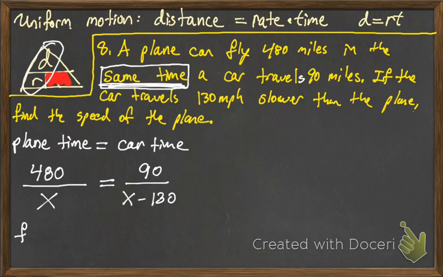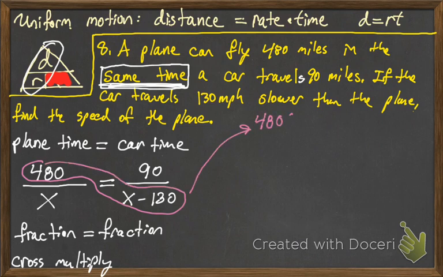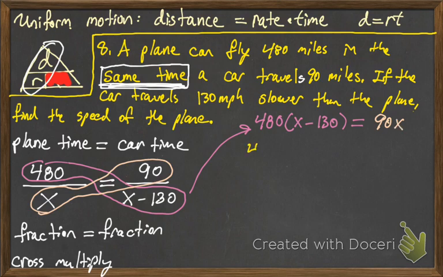Okay. So what we got here in terms of solving this is we can do cross multiplication, because we have one fraction equals another fraction. You don't have to, but I would suggest doing the cross multiplication here. Cross multiply. So 480 times x minus 130, and that's going to be equal to 90 times x. Distribute the 480. So we got 480x and then minus 62,400, and that's going to equal 90x.